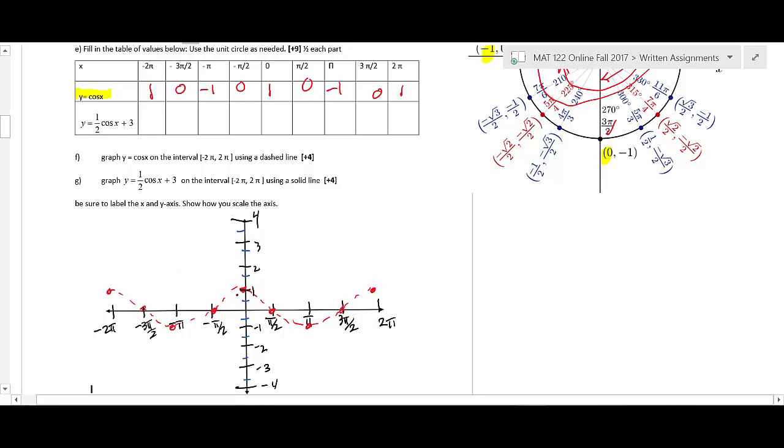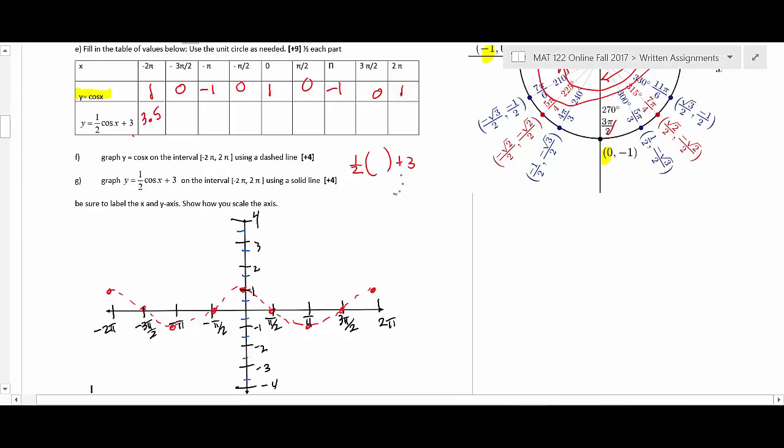What that's going to do is change the amplitude down to 1/2, so it's going to shrink it, but then the whole thing gets moved up 3 anyway. So what I do on this is I just take the y value and multiply it by a half and add 3 to it. So that would be 3.5. Okay, and I'm going to do these over at the side so you can see what I'm doing. So I'm really just doing 1/2 times y plus 3.